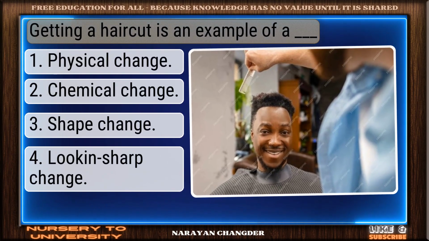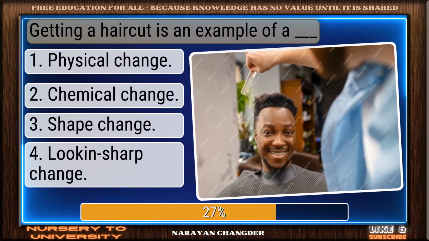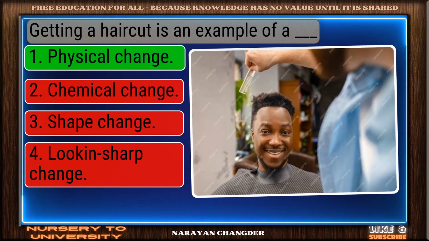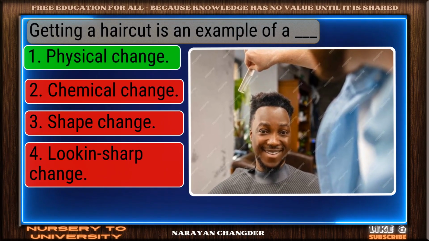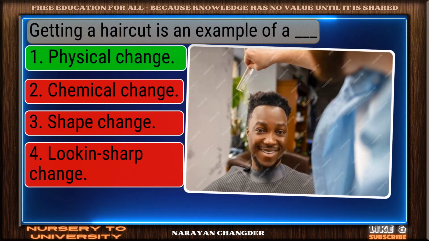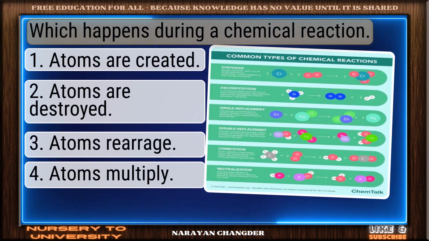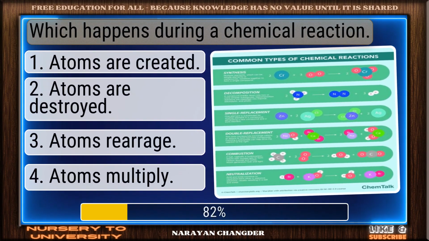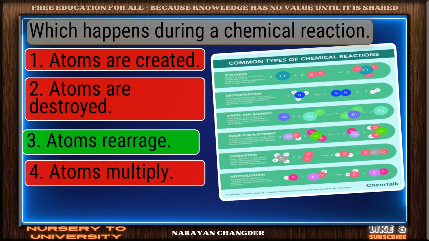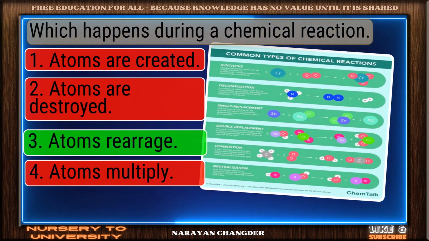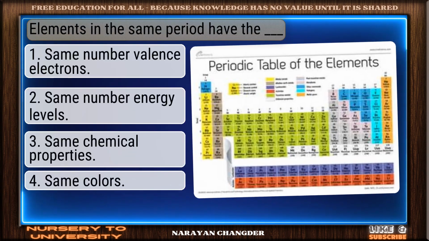Getting a haircut is an example of a dash. You're right. Physical change is the correct answer. Which happens during a chemical reaction? Exactly. Atoms rearrange makes sense, and it is the right choice.